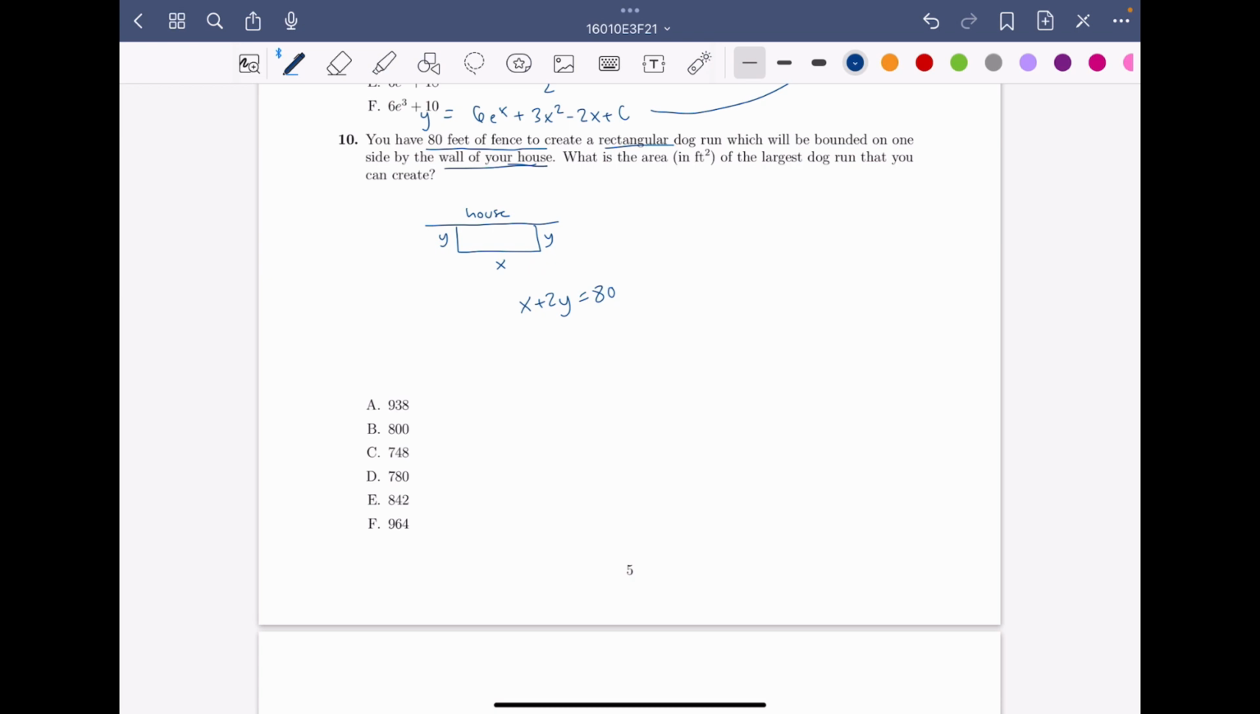Now, we want to know the largest area we can make, and again, area equals base times height, or length times width, which is x times y.